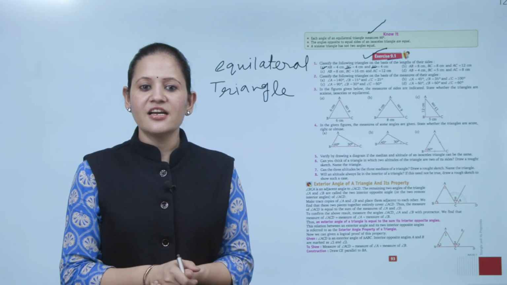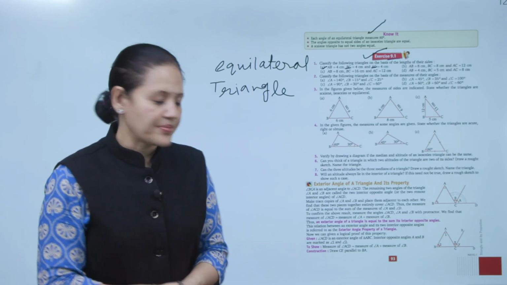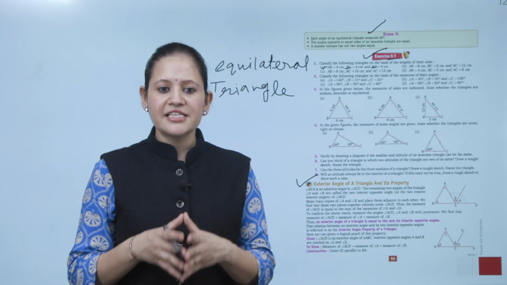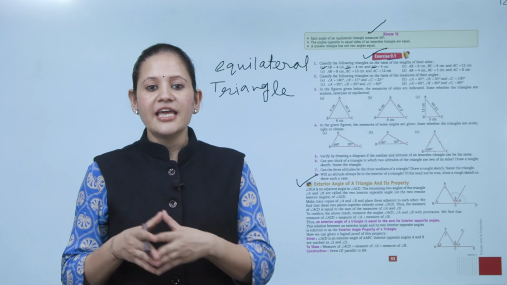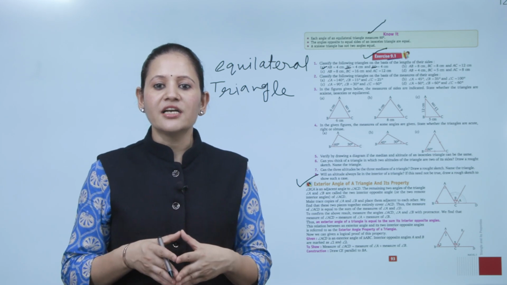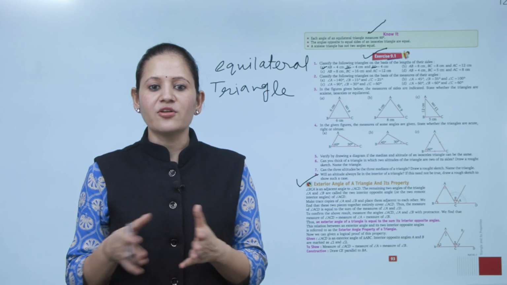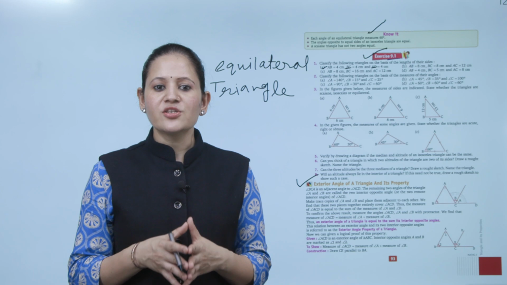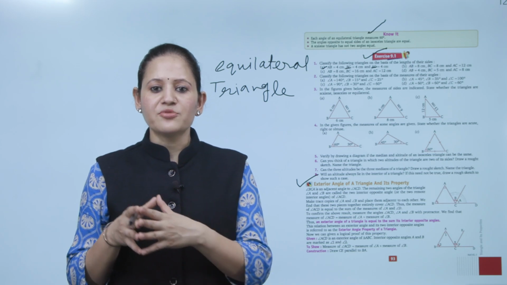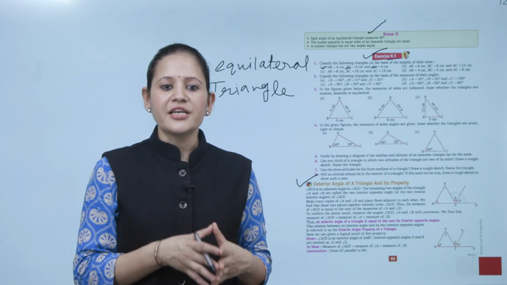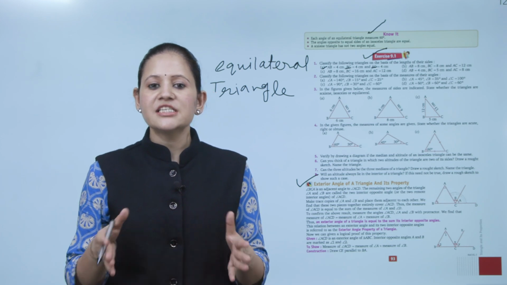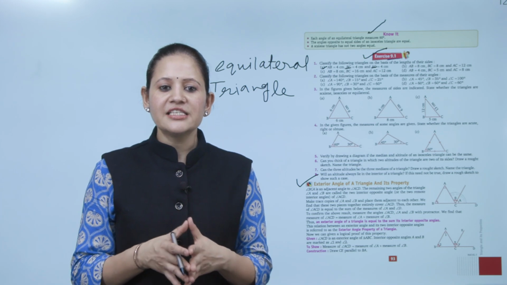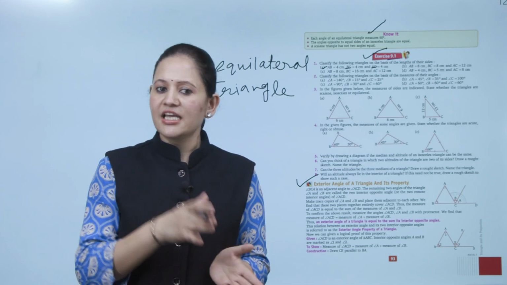Next is exterior angle of the triangle and its property. Angle BCA is an adjacent angle to angle ACD. The remaining two angles of the triangle, angle A and B, are called the two interior opposite angles. Make trace copies of angle A and B and place them adjacent to each other. We find that these two copies together entirely cover angle ACD. Thus, the measure of angle ACD is equal to the sum of the measures of angle A and B.